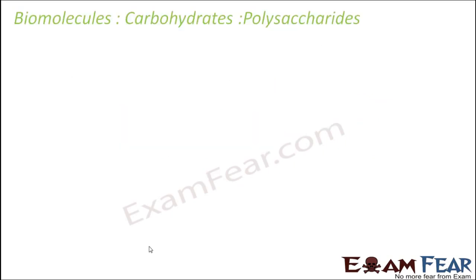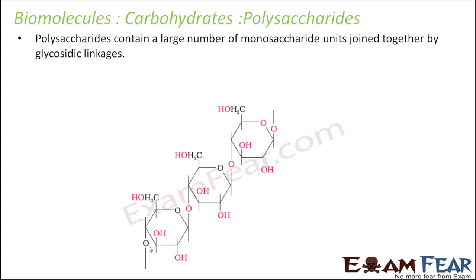So that was all about disaccharides. Let us now talk about polysaccharides. Polysaccharides are those which on hydrolysis give multiple units of monosaccharides. They contain a large number of monosaccharide units joined together by glycosidic linkages. So there are too many glycosidic linkages. Here you can see this is one glycosidic linkage, this is another glycosidic linkage. Again here there will be another glycosidic linkage and so on. So there will be multiple glycosidic linkages connecting multiple monosaccharide units.